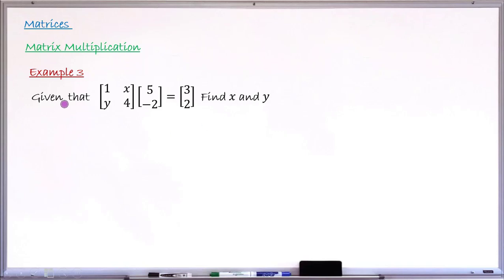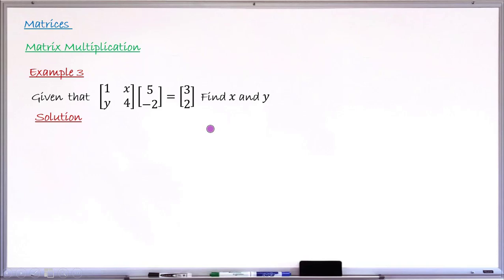So example number 3 says, given that this matrix with the entries 1 and x in the first row, y and 4 in the second row, times another matrix with 5 in the first row, minus 2 in the second row, the result of multiplying these two matrices gives another matrix with the 3 in the first row and the 2 in the second row. The question asked is to find the entry x and the entry y.